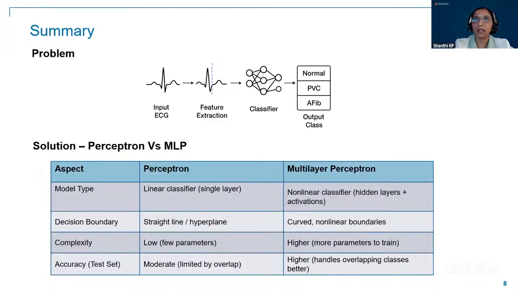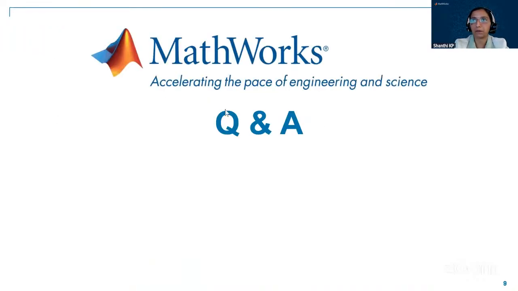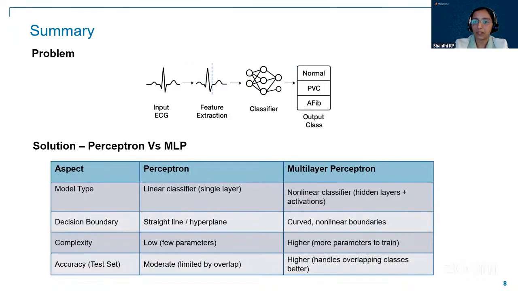So to summarize, our engineering problem was to develop a neural network model to classify ECG heartbeats into 3 classes using two extracted features, QRS width and RR interval. To achieve our objective and address the engineering challenges, we went through a series of steps and compared the simple perceptron and multi-layer perceptron. And these were the final observations.